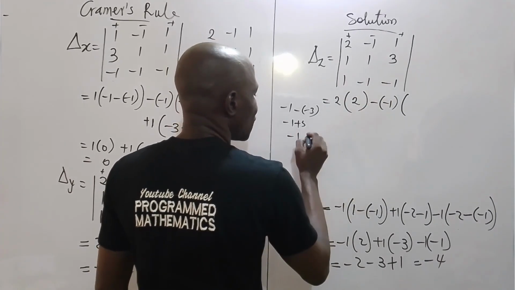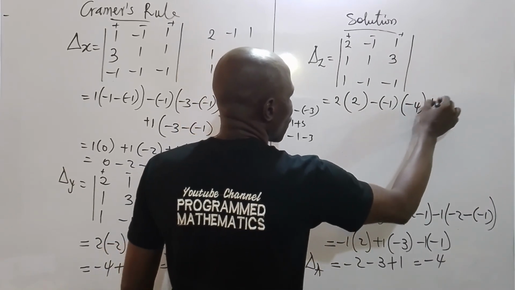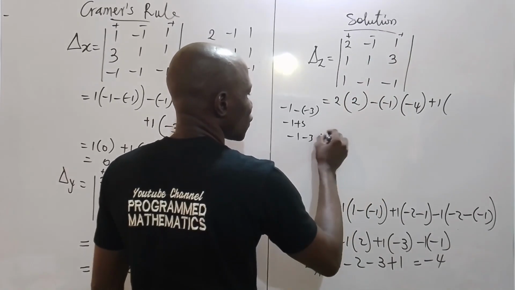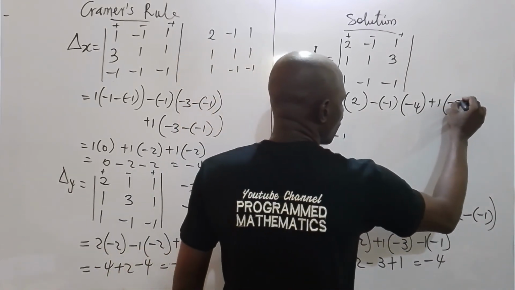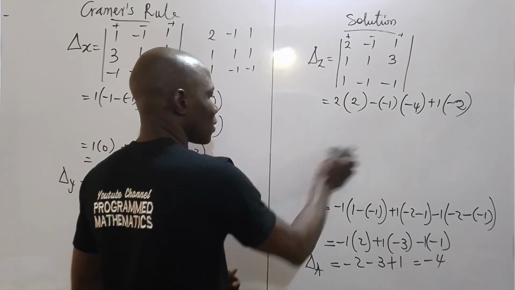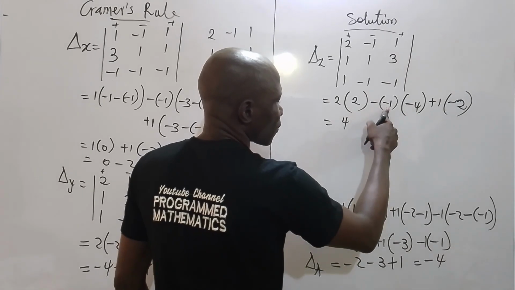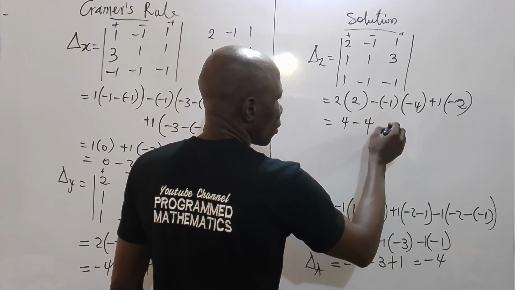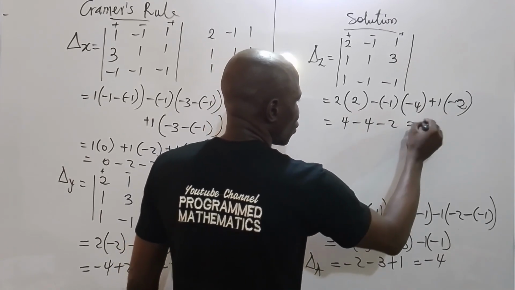1 times 3 is minus 3. That's minus 4. And then plus 1 into row, column deleted. 1 times minus 1 is minus 1. 1 times 1 is 1. So that's minus 2. Okay, so once we have that, then we simplify. This is 4. Minus times minus is plus. Plus times minus 4, that's minus 4. Plus 1 times minus 2 is minus 2. So this is going to be equal to minus 2.